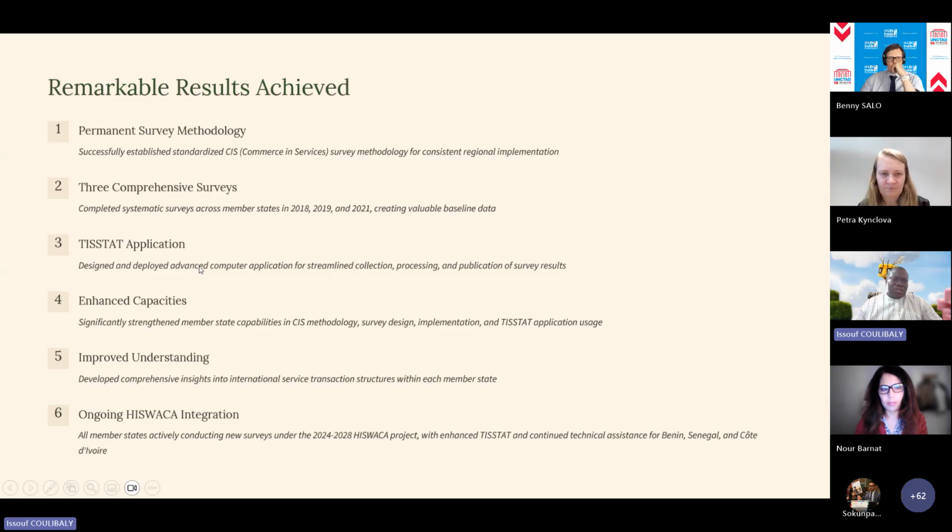And the main result of this project is the development of a TiSSTAT application, designed and deployed as an advanced computer application for streamlining collection, processing, and publication of survey results. Enhanced capacity significantly strengthened member state capability in trade in service methodology, survey design, implementation, and TiSSTAT application use. Improved understanding and ongoing historical integration.